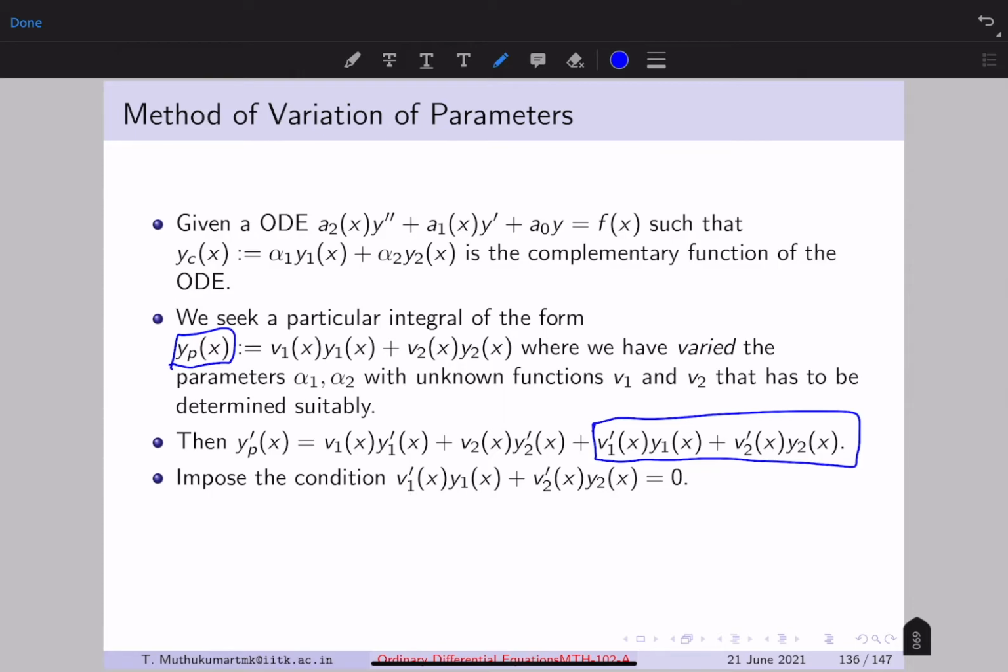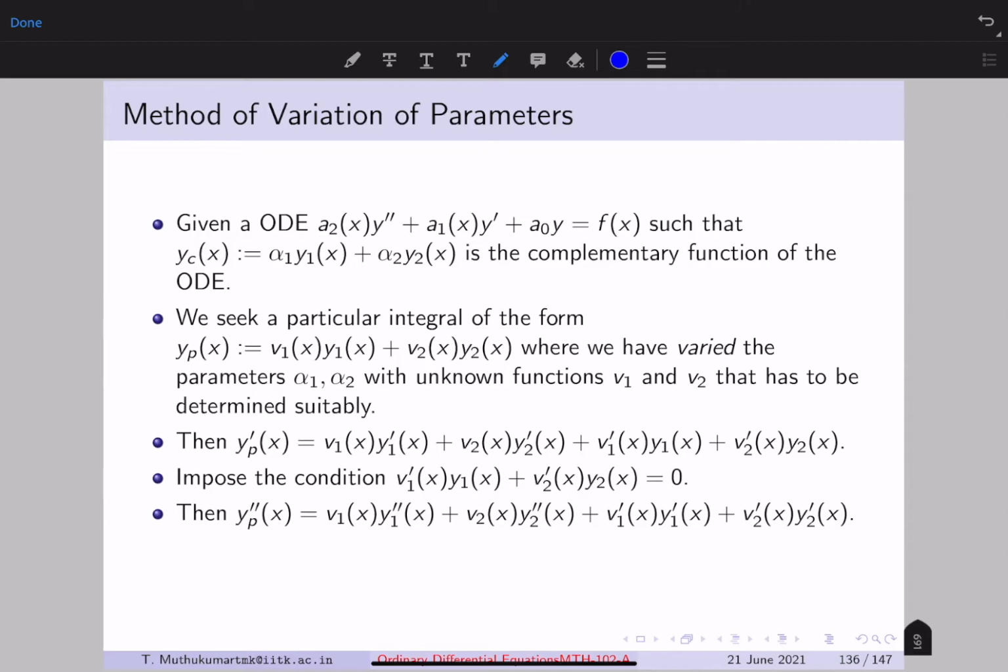So in that situation, we also impose an additional condition that v1 and v2 are such that v1 prime y1 plus v2 prime y2 is 0, because if we impose this condition, this term vanishes, and what is left is just v1 y1 prime plus v2 y2 prime. So you had yp as v1 y1 plus v2 y2, and yp prime is v1 y1 prime plus v2 y2 prime. Now once you impose this condition, you have this equation. You differentiate this once more, a second time.